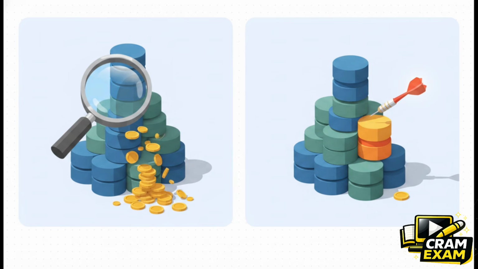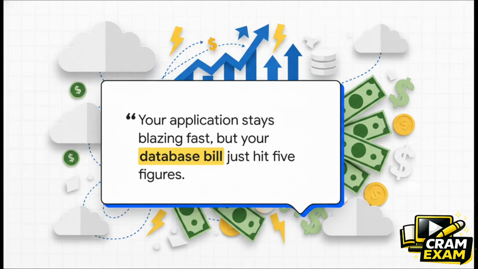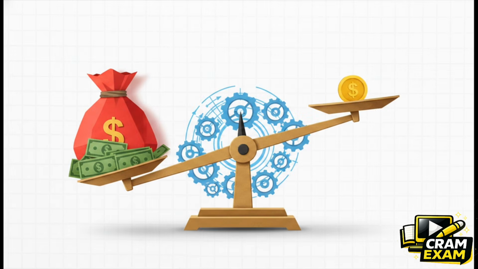If your table is 50 gigabytes, a single API request just consumed thousands of RCUs to find one single order. Because you have DynamoDB autoscaling turned on, AWS instantly scales up your provisioned capacity to handle this massive read load. Your application stays blazing fast, but your database bill just hit 5 figures. On the DVA-C02 exam and in real-world production, you must always avoid scans. You must use a query operation.